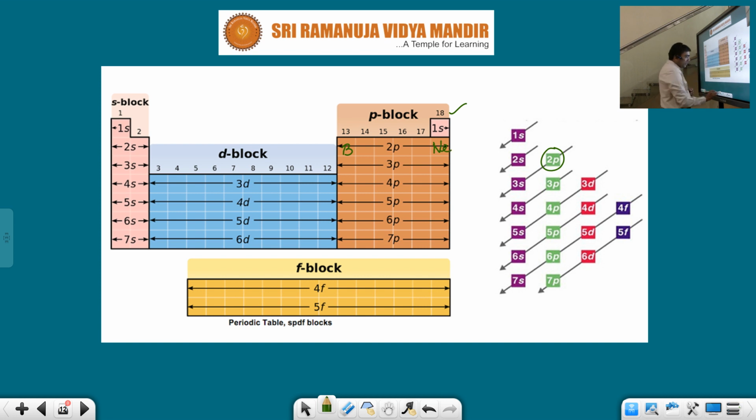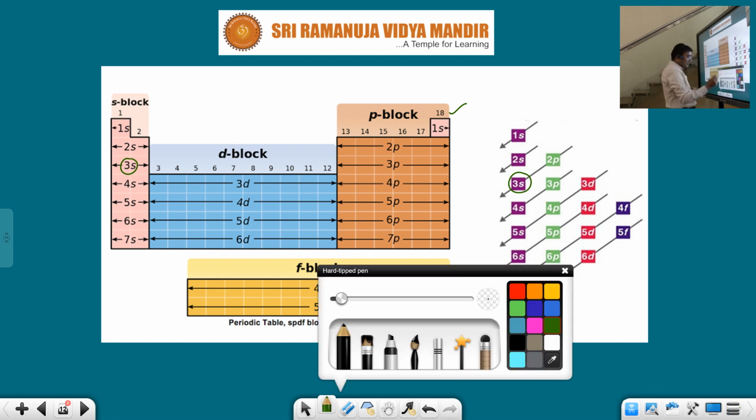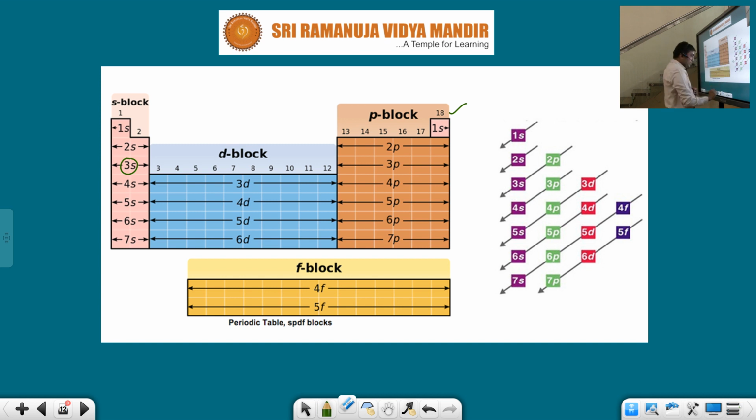After that, now 2p is completed. So what will be filled next? After 2p, 3s will be filled. So 3s means sodium and magnesium. Next, after 3s, 3p will be filled. So 3p means, as I already conveyed to you, aluminium to argon. After 3p, 4s will be filled. What are the 4s elements? Potassium and calcium.